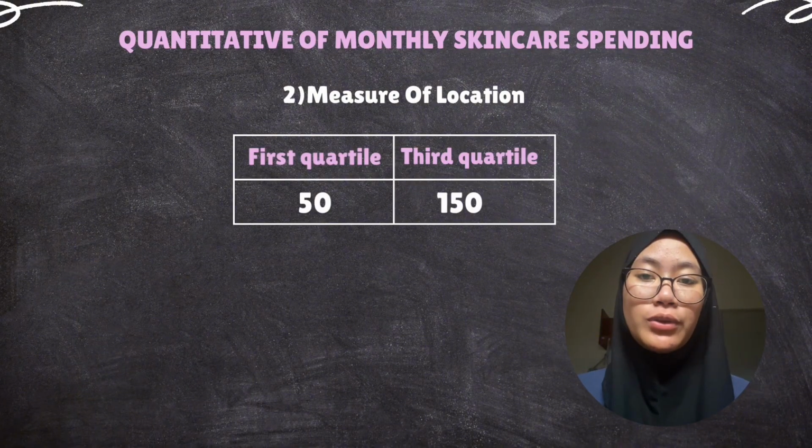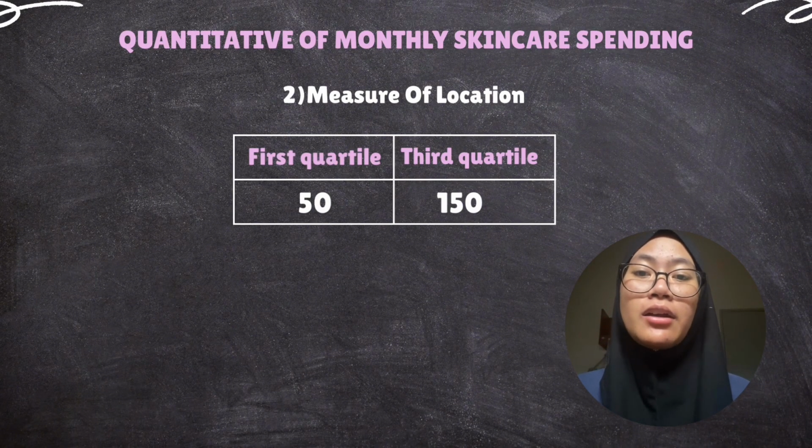Next, we move on to the measures of location. The first quartile is 50, showing that 25% of respondents spend 50 ringgit or less. The third quartile is 150, meaning 75% of respondents spend 150 or less. These quartiles help us understand the lower and higher spending groups.